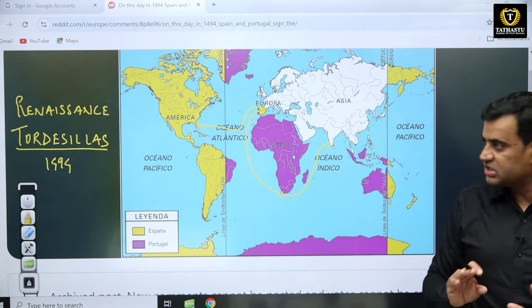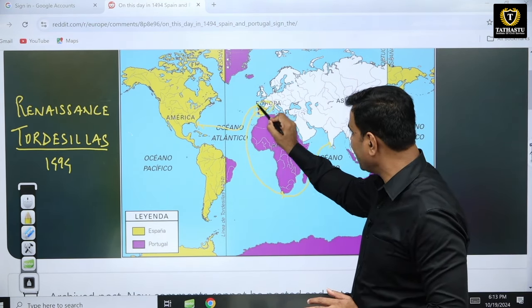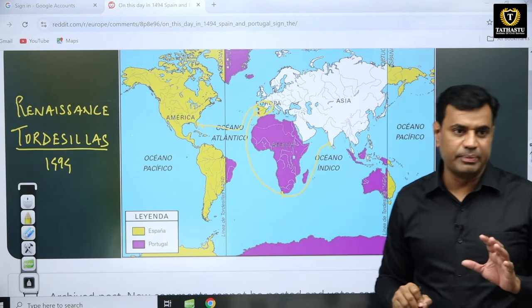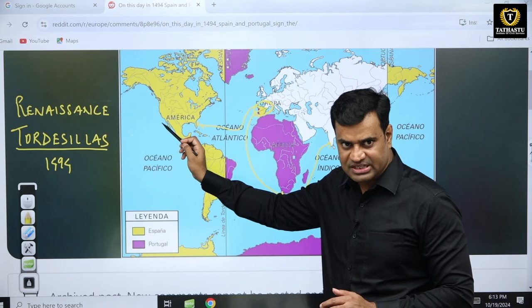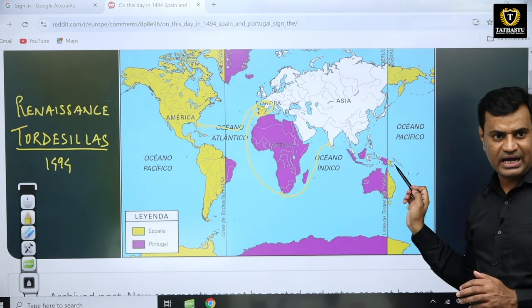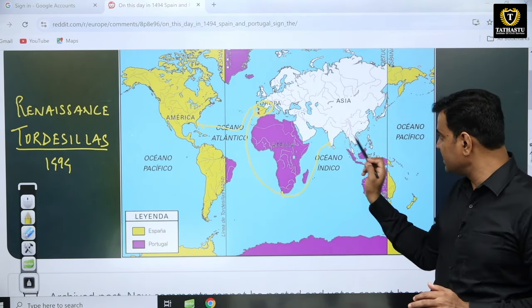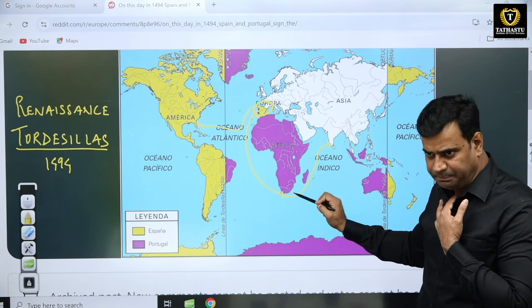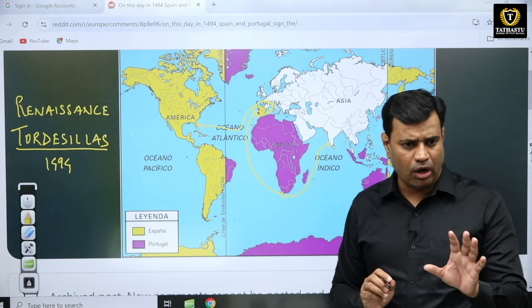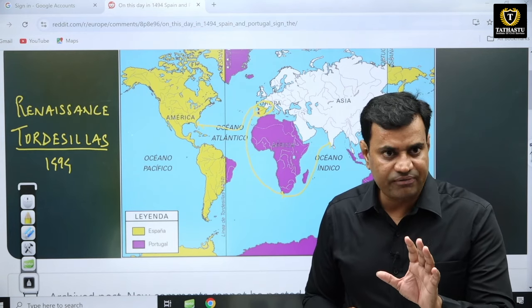Clear? So these two smaller countries began to dominate the entire world between them. Spain moved towards the western part according to the Treaty of Tordesillas. The Portuguese moved towards the eastern side, and one of them reached Calicut in 1498 after touching the southern tip known as Cape of Good Hope. This is clear first of all? Yeah, please.